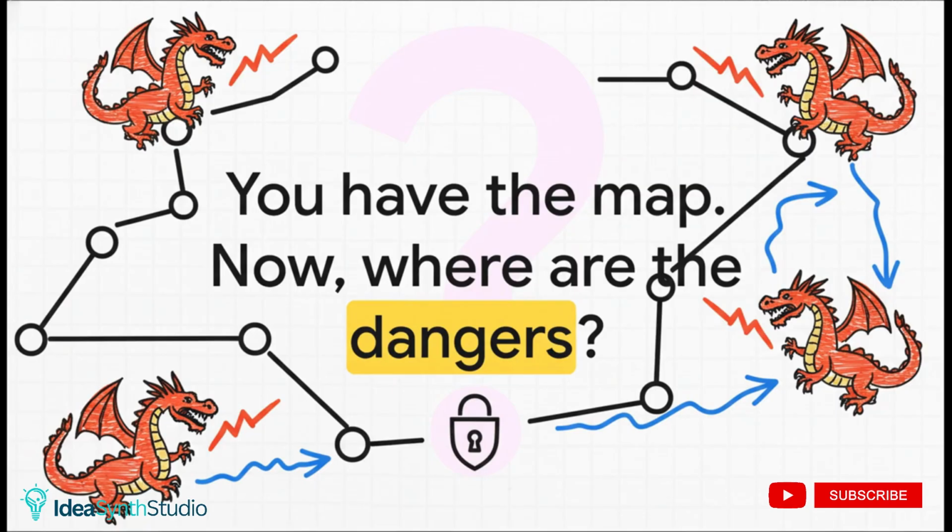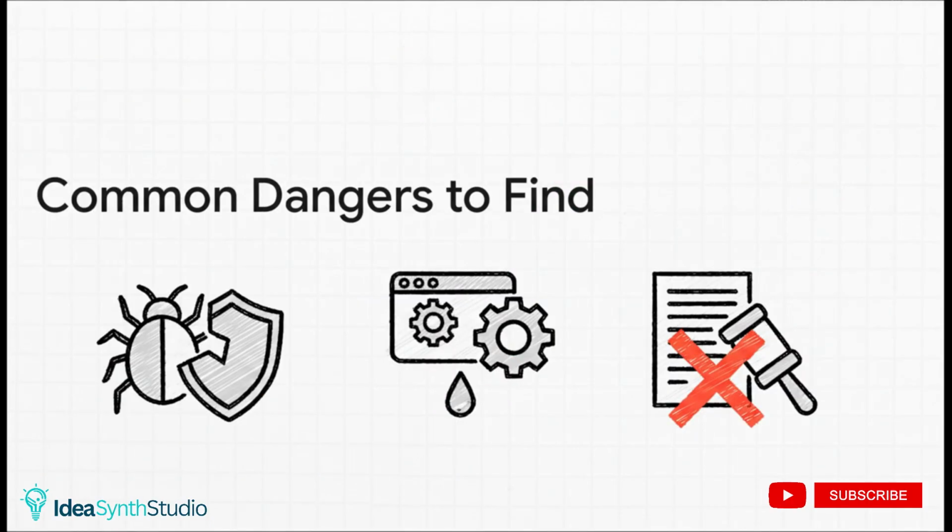Having the map is one thing, but knowing where the dangers are hiding is a whole other ballgame. In this complicated web of code, where should you even start looking for potential threats? Generally, the threats you're hunting for fall into three main buckets. First, you've got your known security vulnerabilities. These are flaws that are already publicly known, bugs that hackers are actively searching for.